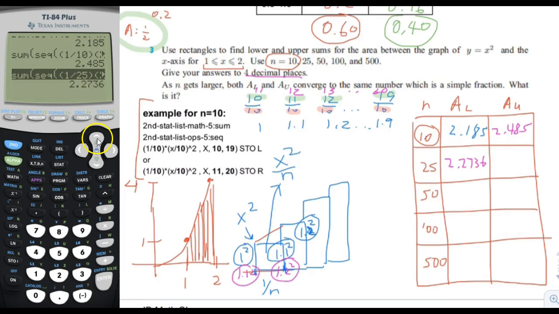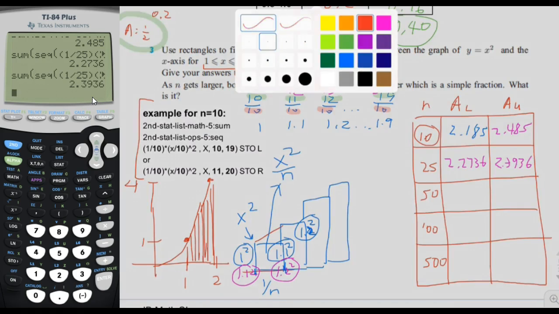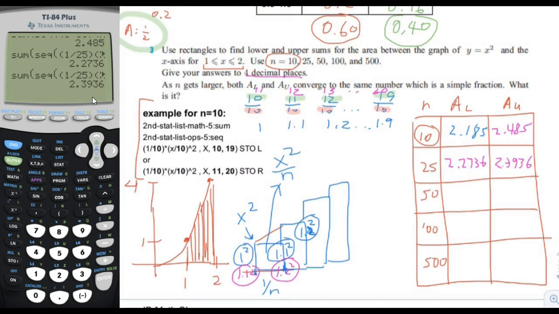Okay, then we want to go up and grab that again, and this time we're going to adjust it so that instead of 25 to 49, now we're going to use the upper rectangle. So we're going to put 26 to 50. And then run that. 2.3936.